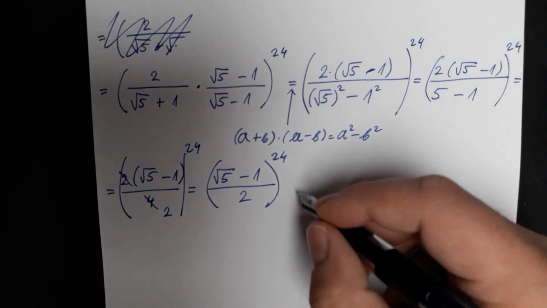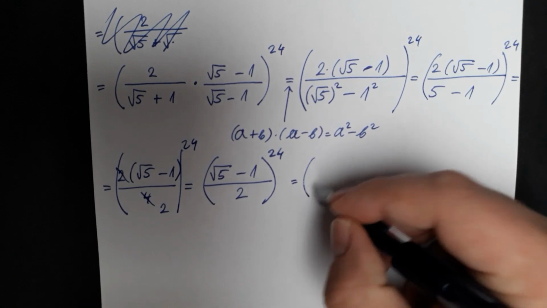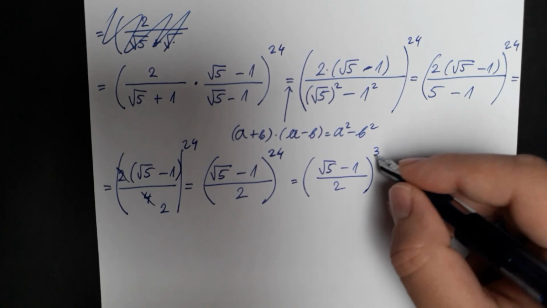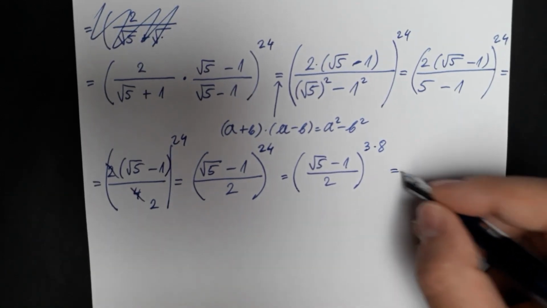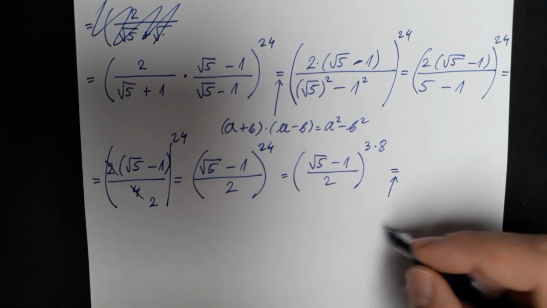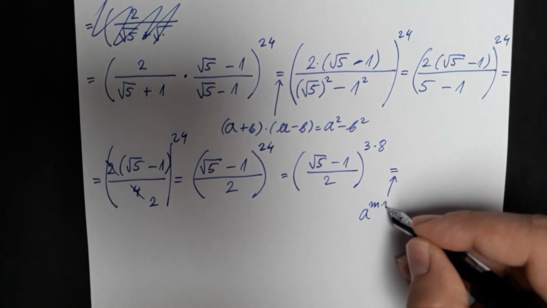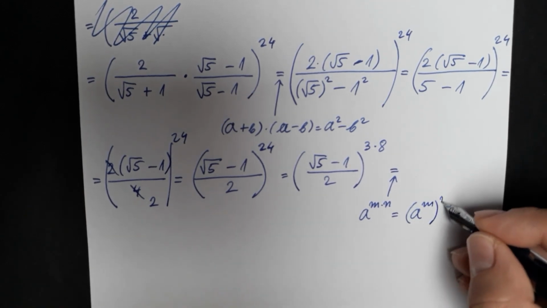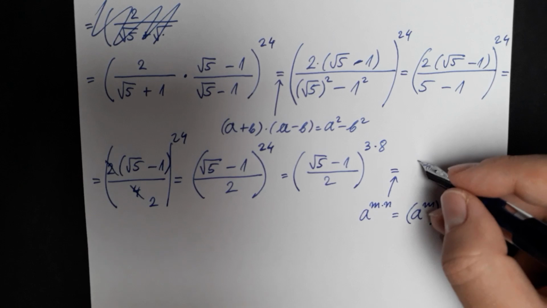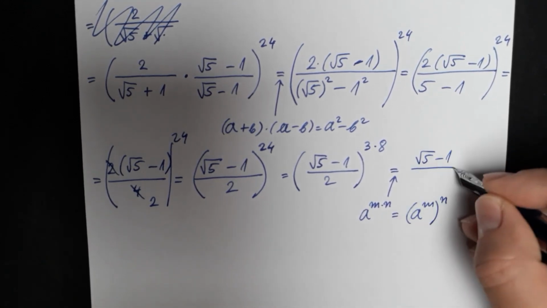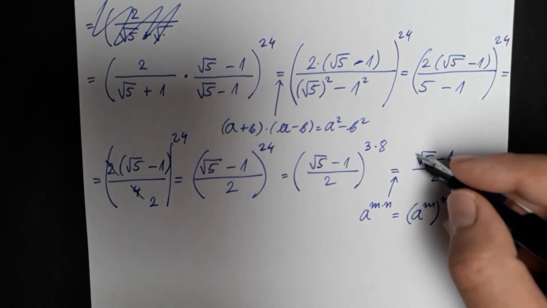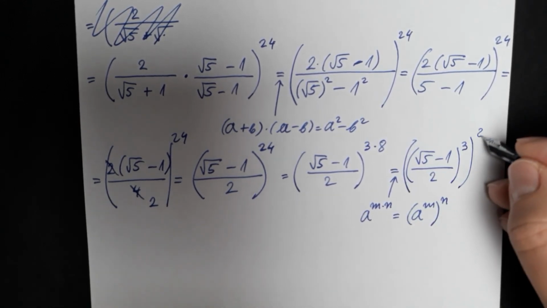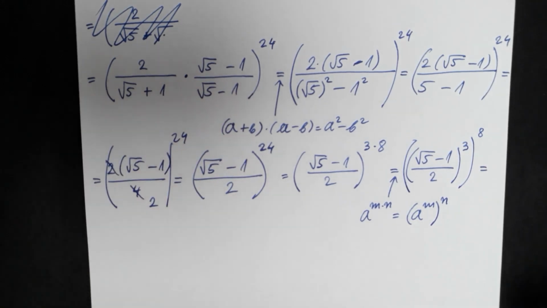Well, what I can do now is take this power of 24 and write 24 as 3 multiplied by 8. And then I can use the fact that a to the power m multiplied by n is equal to a to the power m, and then everything to the power n. So I'm going to use this fact, so I'm left with the square root of 5 minus 1 over 2. That is going to be cubed, and then the entire thing is going to be raised to the power 8.